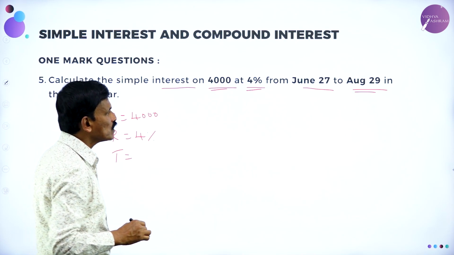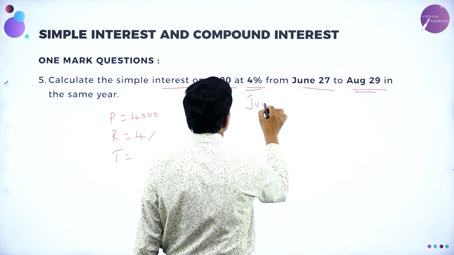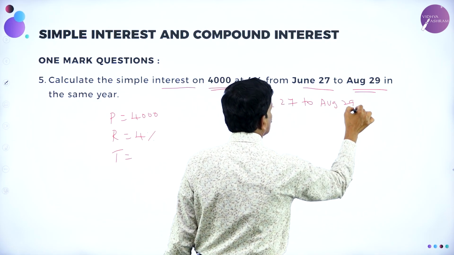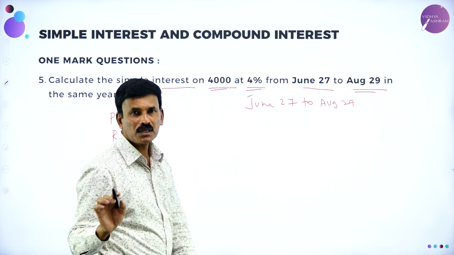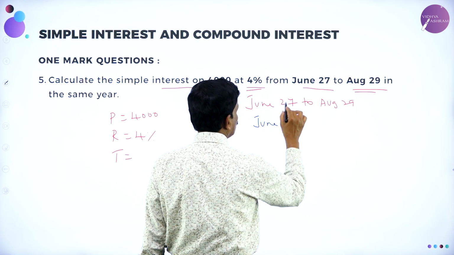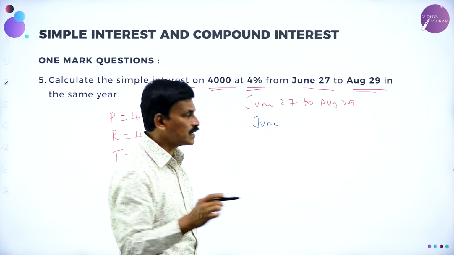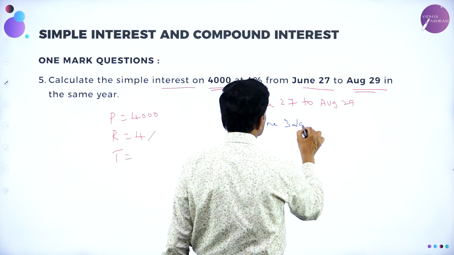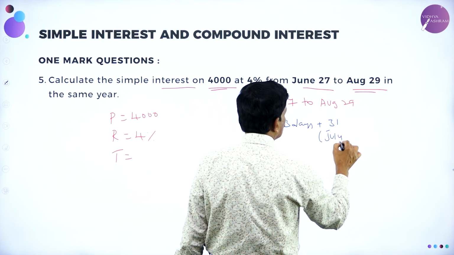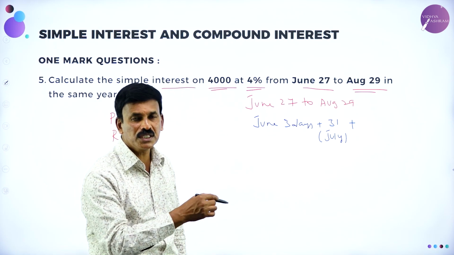Time is from June 27 to August 29. Let me explain. In June, 27 means 28, 29, 30, so we have 3 days in June. Plus July, which has 31 days, plus August up to 29, so we get 29 days in August.